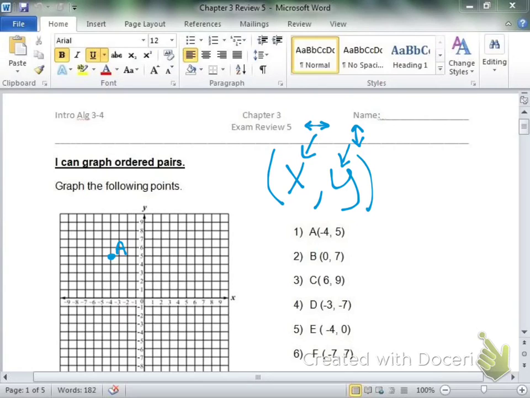What are your questions so far? I went left 4 and up 5. Okay. The first number tells you what to do left or right. The second number tells you what you're going to do up or down. So like on number 2, we're not going to go left or right at all because it's a 0. So you don't move left or right at all, and then you go up 7.